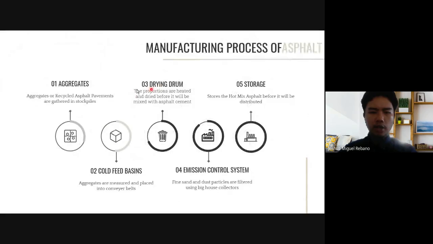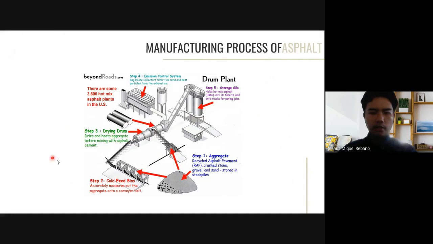So how do we manufacture asphalt? First, we get the aggregates, store them in cold feed bins, and then dry them using drying drums, and remove the dust particles or the sand particles from them by an emission control system, and lastly store them before they are distributed. So this is a picture of the manufacturing process of asphalt. First, we pile the aggregates, then mix them, store them in cold feed bins, dry them in the drying drums, then filter the fine sand and dust particles from them, and lastly, we store them in the drum plants.